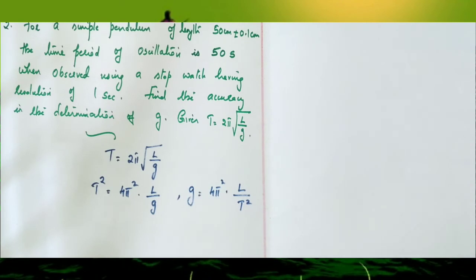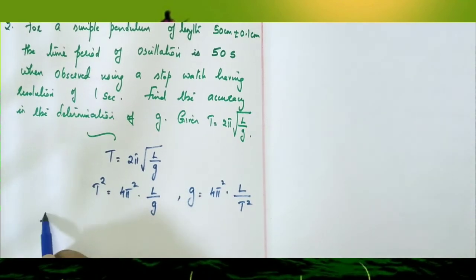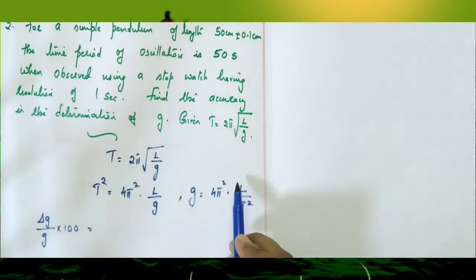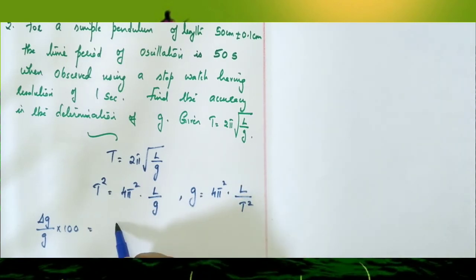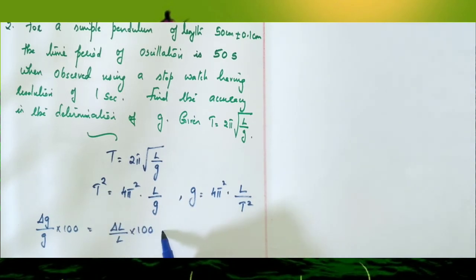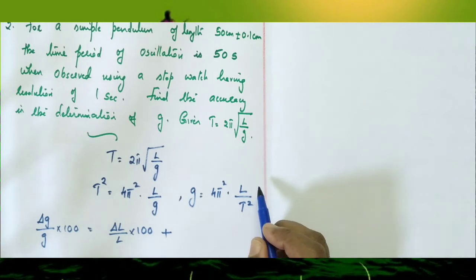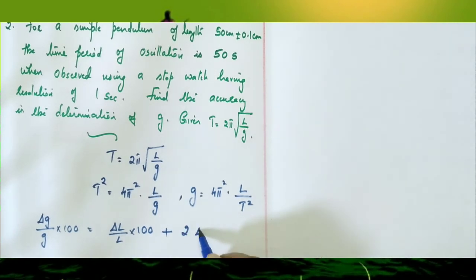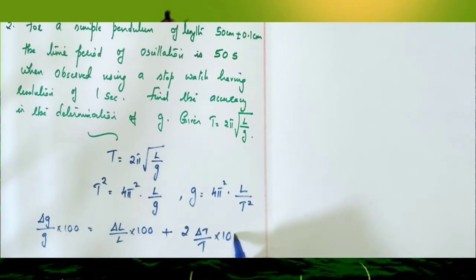We have to find out the accuracy in the determination of g, means we have to find out the percentage error in g. So percentage error in g can be written as delta g by g into 100 equal to, 4 pi square is a constant, so there is no error for them. So it can be written as, what is the error in L? Percentage error in L can be written as delta L by L into 100, plus since it is quotient division, we have to take the percentage error and take the sum. That is the rule. So percentage error in L is delta L by L into 100 and percentage error in T square is 2 into delta T by T into 100.